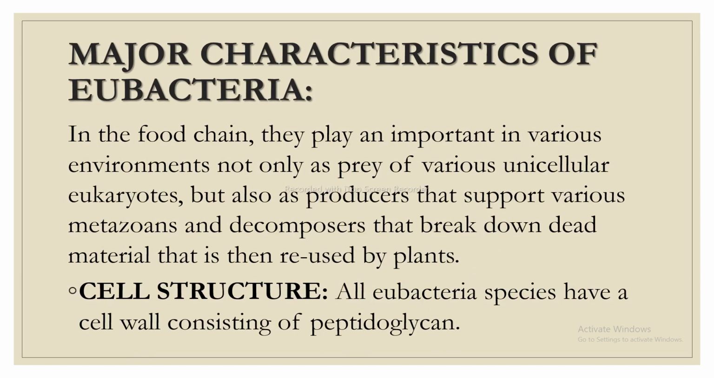In the food chain, they play an important role in various environments. They have an important role in various environments, not only as prey for various unicellular eukaryotes, but also as producers that support the various metazoans and decomposers that break down dead material that is then reused by the plants. So next is the main characteristic, which is cell structure.